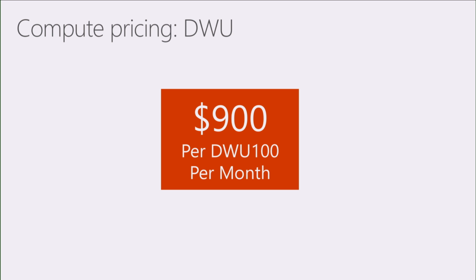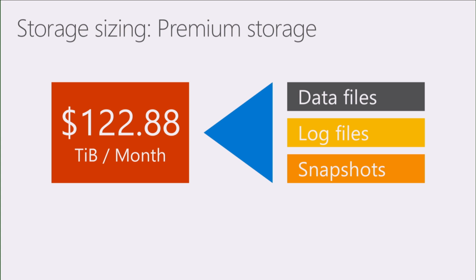The thing to start with is that it's roughly going to cost you about $900 per DW100 per month if it was on 24/7, or 744 billable hours, which is the traditional Azure unit of measure. As opposed to the storage sizing, which is $122.88 per terabyte per month, which incorporates, as we've already discussed, the data files, the log files, and your snapshots in that premium storage tier.